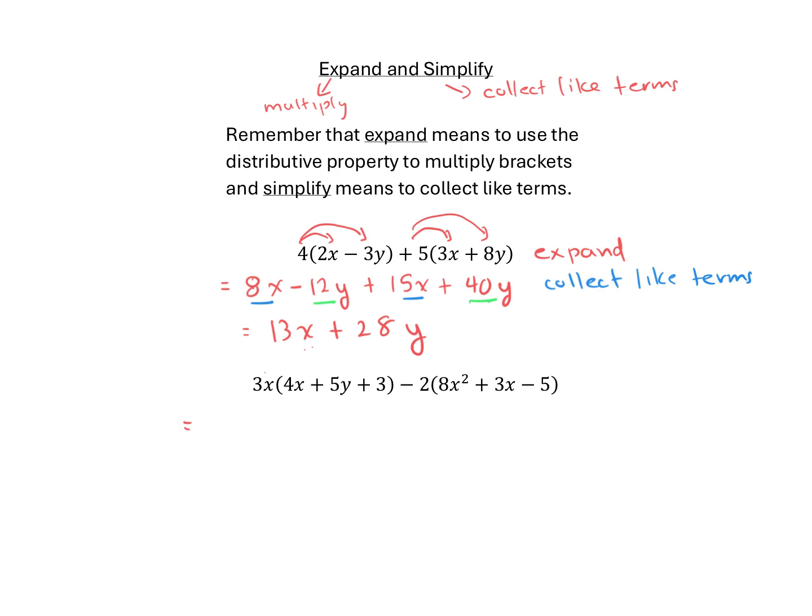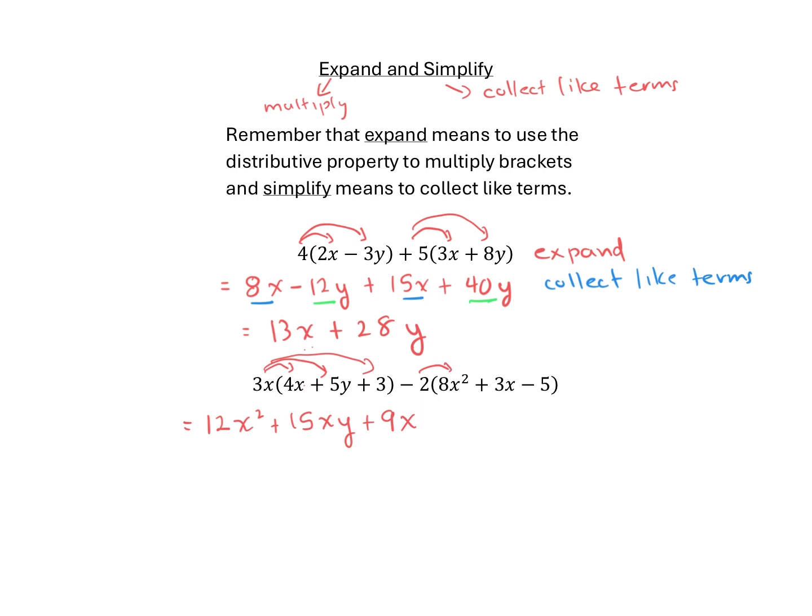Okay, so let's expand. 3 times 4 is 12. x times x is x squared. 3 times 5 is 15. We have an x and we have a y. 3 times 3 is 9, and we have an x. So that bracket's finished. We're moving on to the next bracket.